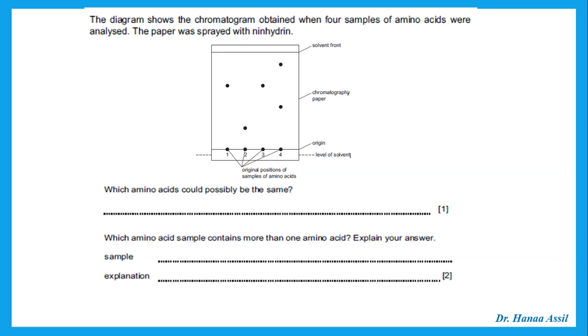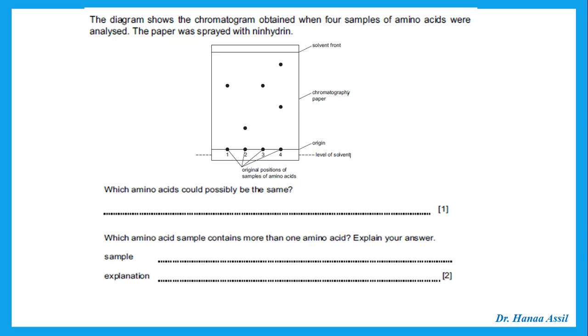were analyzed. The paper was sprayed with ninhydrin. So when he says the paper was sprayed with something, even if you don't know what ninhydrin is, then you should know that if we spray a paper with something, then that something is a locating agent, and we sprayed the paper with it to give the spots color. Because here he's talking about amino acids, and we said amino acids originally don't have a color. So we have to spray it with a locating agent in order to give it color.